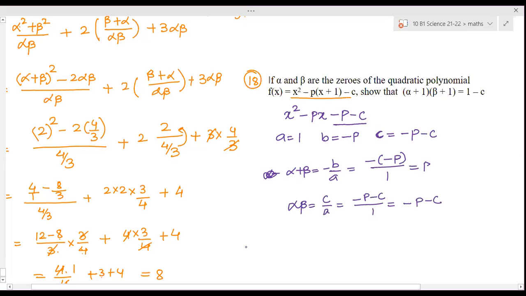Now what value are they asking us to find? Alpha plus 1 into beta plus 1. So it is equal to alpha into beta plus alpha plus beta plus 1. Alpha beta is minus p minus c, plus alpha plus beta is plus p, then plus 1. Plus p minus p cancel. This is equal to 1 minus c.